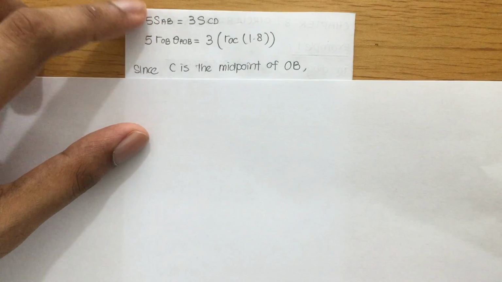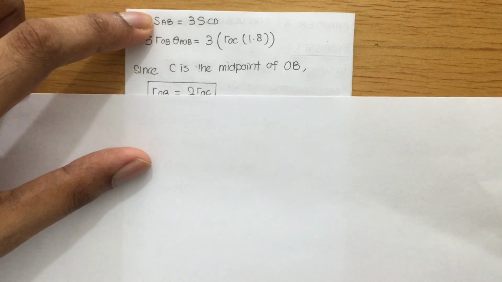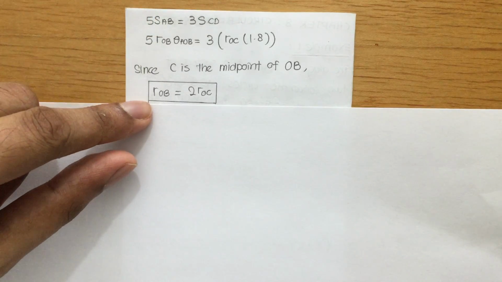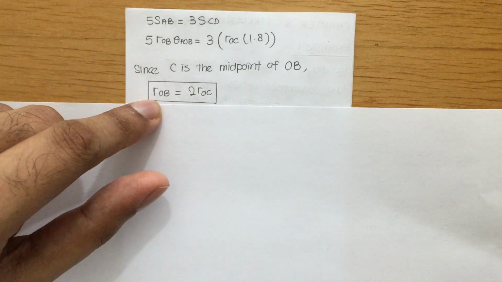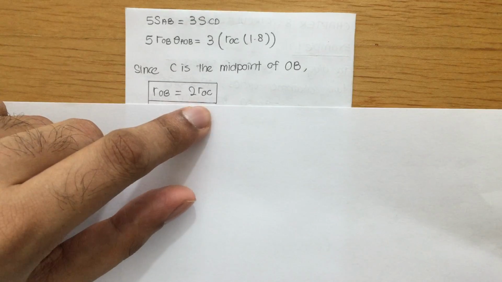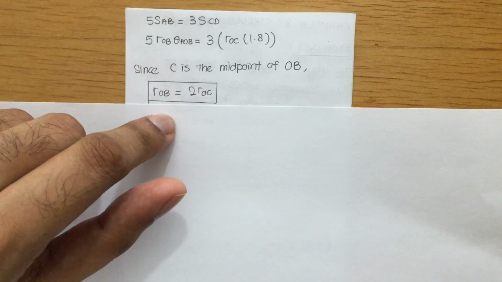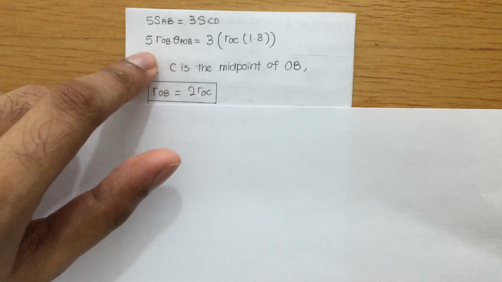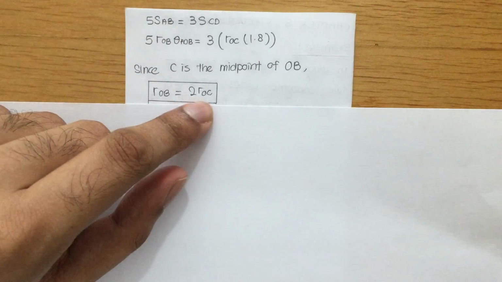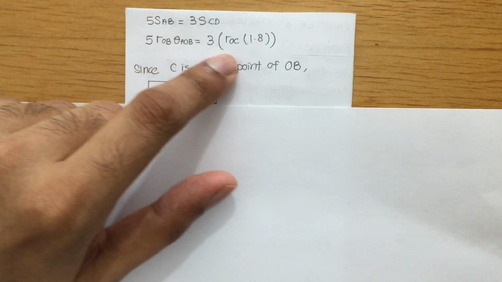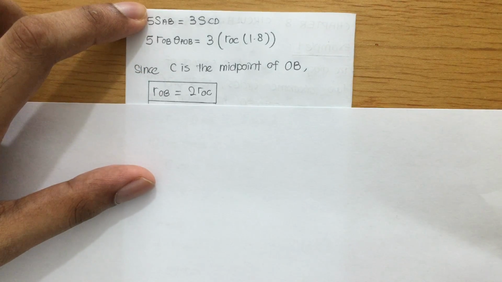So in the question, they've already mentioned C is the midpoint of OB, guys. So since C is the midpoint of OB, actually you can form a relation over here. So r_OB equals 2 times r_OC, guys. So your radius OB is equal to 2 times the radius length of OC over here. Okay, so why are we doing this? Very simple concept, guys. We need to eliminate the number of variables here. Since we have 3 variables here, we can reduce it to 2 variables. Okay, proceed to the next step.